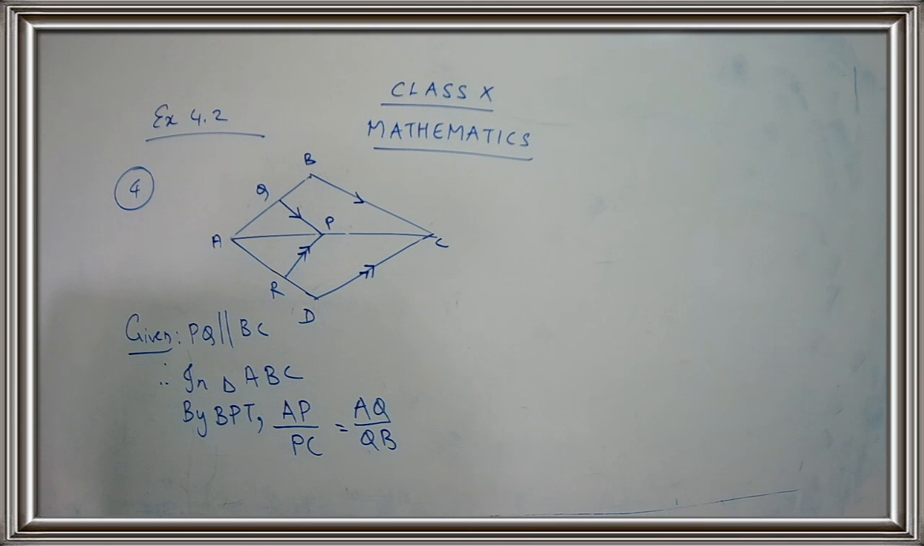Come on, children. I hope you are clear with this step. So we get that AP upon PC is equal to AQ upon QB. This is from the first part. I have just taken the first triangle, ABC. Let me take the second triangle over here. I have already told you we can apply the BPT because we have parallel lines. If we don't have this condition, we cannot use the BPT.